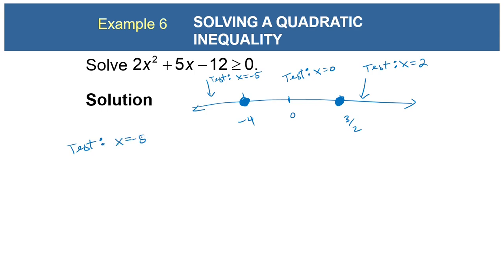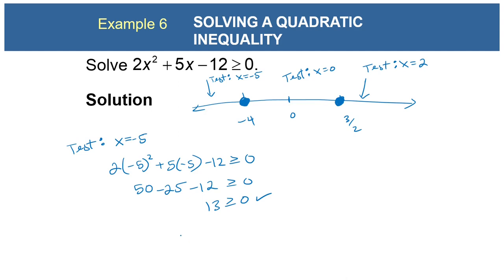So we'll test x equals -5 first in our inequality and see if it's true or false. We have 2 times -5 squared plus 5 times -5 minus 12. Is that greater than or equal to 0? This becomes 25 times 2, that's 50. 50 minus 25 minus 12, is that greater than or equal to 0? That's 13. 13 is greater than or equal to 0. This is true. So I'm going to have to shade everything to the left of -4.